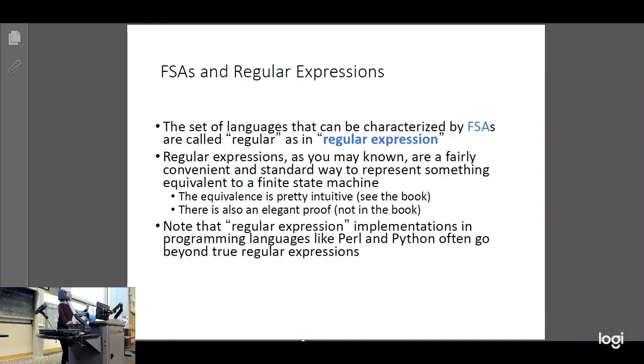So we call this class of languages regular languages, and that should probably ring a bell, because what have you been banging your heads on the desk or on your computer about for the last week, culminating in today? What have you been doing with, yes? Regular expressions. And the regular expressions you've been using are actually not real regular expressions because they have back references which are not part of true regular expressions. But they're a fairly convenient and standard way to represent something equivalent to a finite state machine.